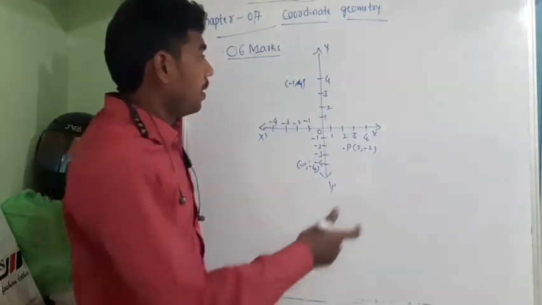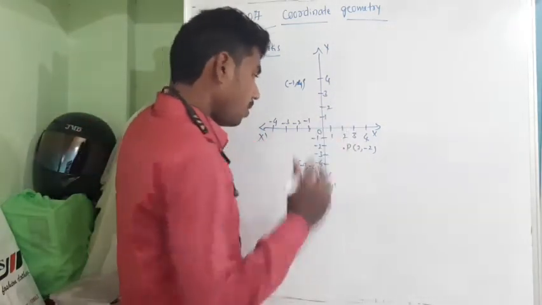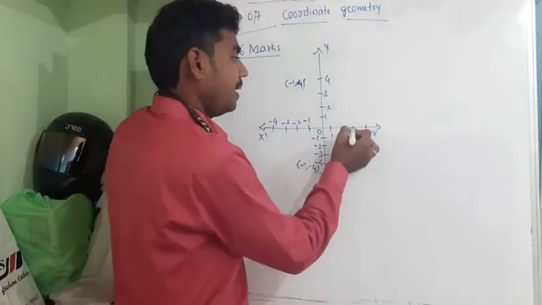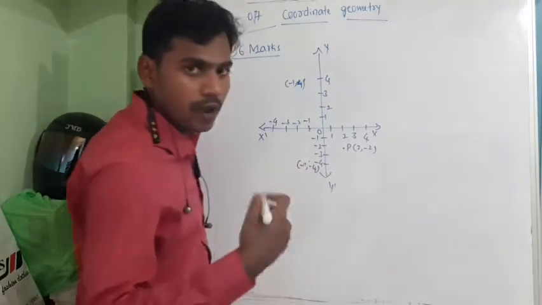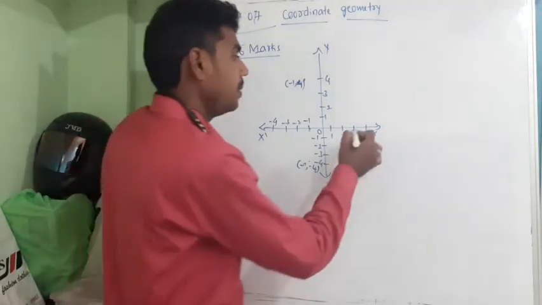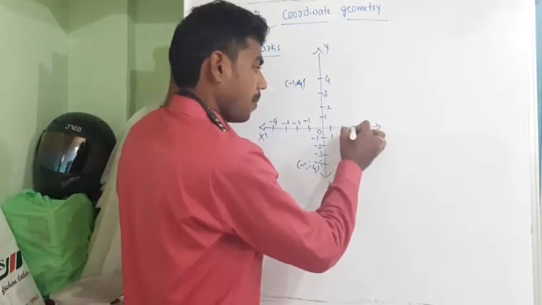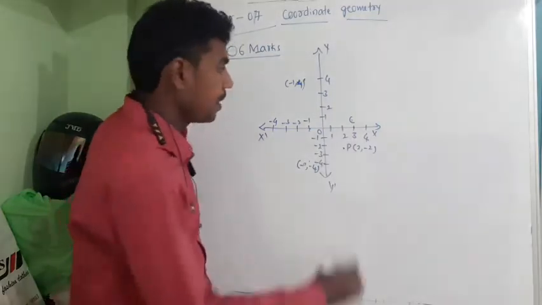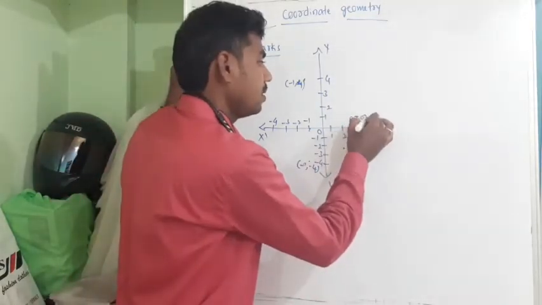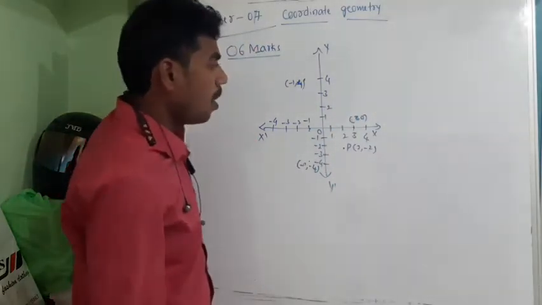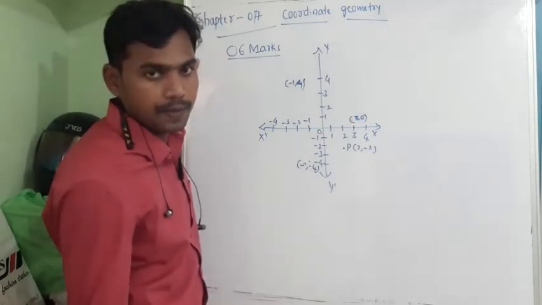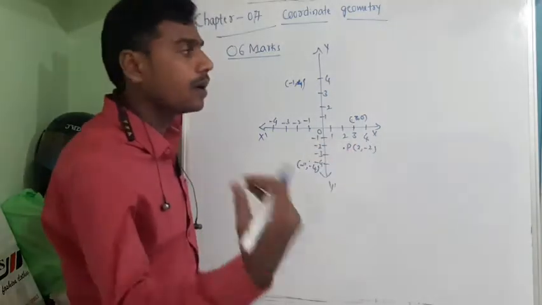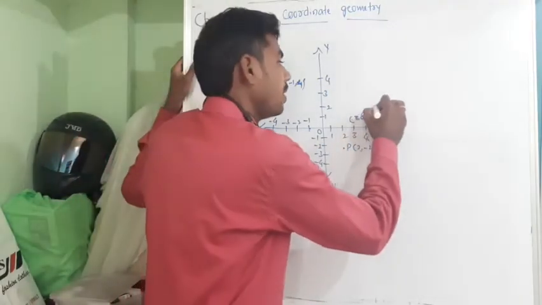See, if I want to represent a point on the x-axis, then what will be the value of the y coordinate? That will be 0. What are the coordinates for this particular point? That is 3 comma 0. So on the x-axis, the y coordinate will be 0.